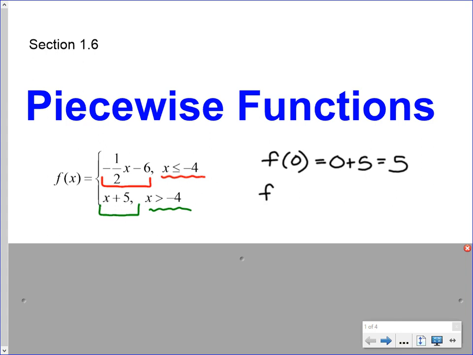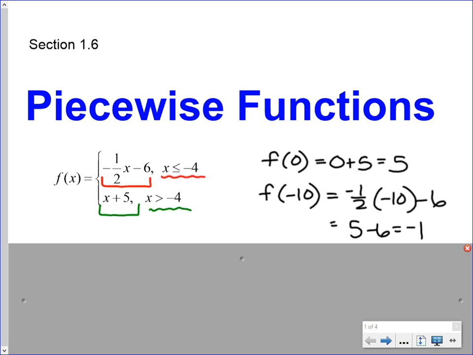If I were to change my x value and do something like f of negative 10, then I would look back at those two intervals and decide negative 10 is less than or equal to negative 4. So I would use the first equation, underlined in red, and I would do negative 1/2 times negative 10 minus 6. Negative 1/2 times negative 10 is positive 5. 5 minus 6 is negative 1. So now the value of the function at negative 10 is negative 1.